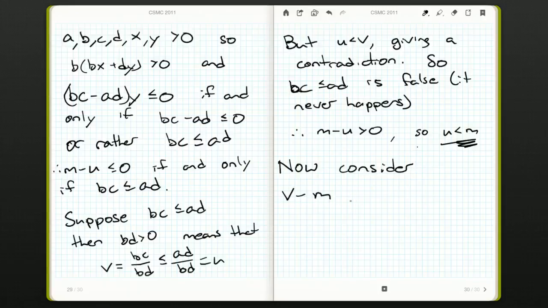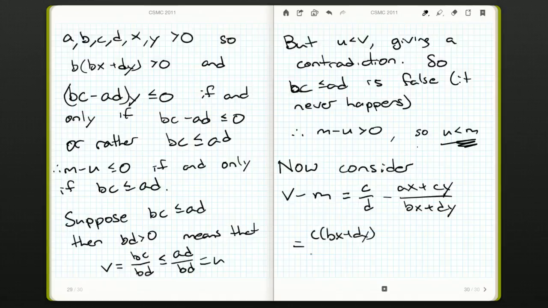So v minus m, well, that's just going to be c over d minus (ax plus cy) over (bx plus dy). Well, once again, common denominator comes to the rescue. I know it seems big and bulky and it's got a lot of letters in it, but it's still just a common denominator calculation. Minus d times (ax plus cy) over d times (bx plus dy).